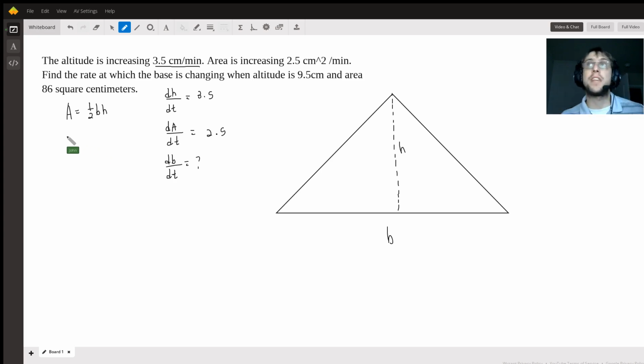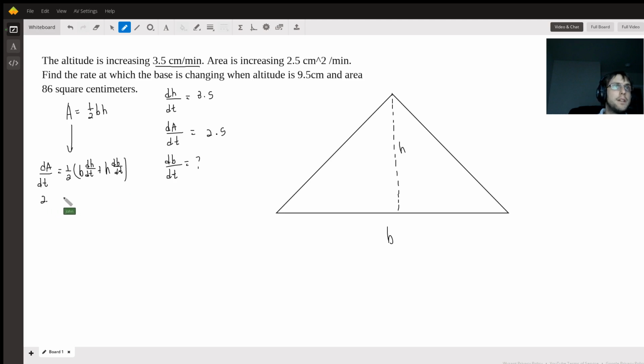There are a lot of derivatives here, so that means I need to take the derivative of this equation. If I take the derivative, I would have dA/dt is equal to 1/2, product rule here, so it's the first, B, times the derivative of the second, dH/dt, plus the second variable H times dB/dt. Well, we know dA/dt, 2.5, is equal to 1/2 times the base, we don't actually know the base, so I'll worry about that in a second, times dH/dt, which is 2.5.